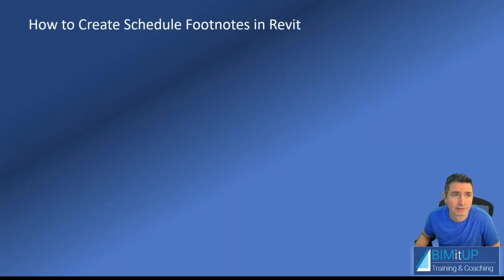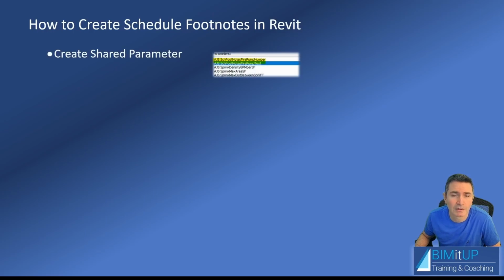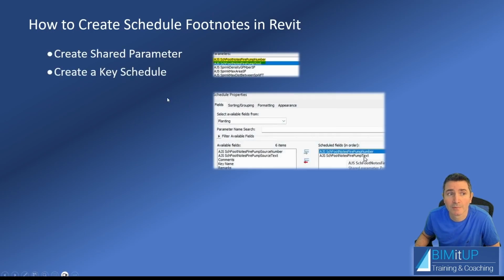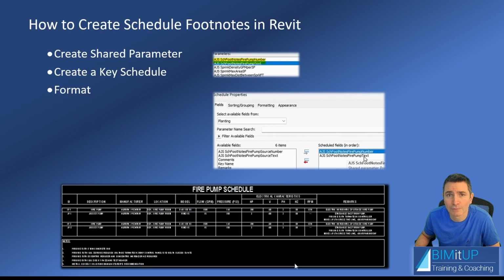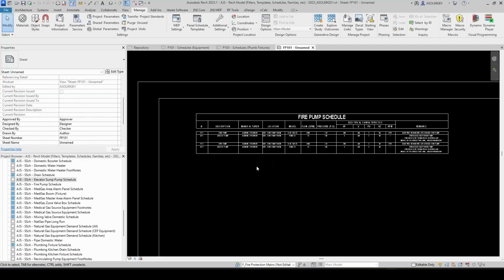It's going to be how to create footnotes in Revit. For that, we're going to create a couple of shared parameters. Then we're going to create a key schedule, and we're going to use those shared parameters in that key schedule. And finally, we're going to format our footnotes so they look nice and clean, just like this. See you in Revit.